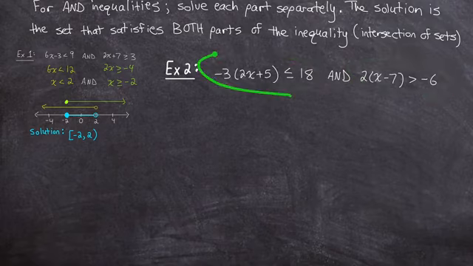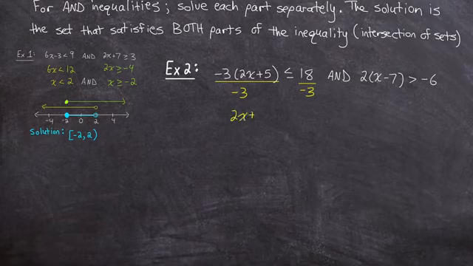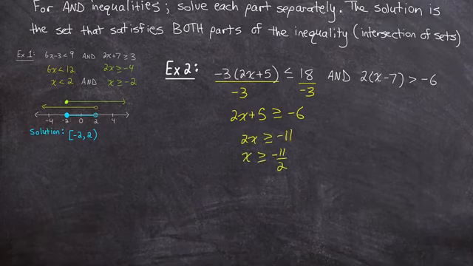We'll start by solving the first inequality. To isolate this x, the first thing I would do would be divide both sides of this equation by -3. And when dividing by a negative, remember the golden rule, we have to reverse the inequality symbol. So instead of less than or equal to, it's now going to be greater than or equal to -6. And then I could just subtract 5 to the other side, and then divide the 2 to the other side. X is greater than or equal to -11 over 2, which as a decimal I could write as -5.5.